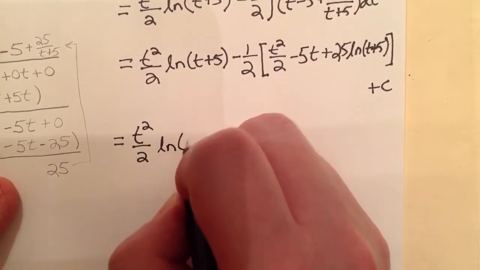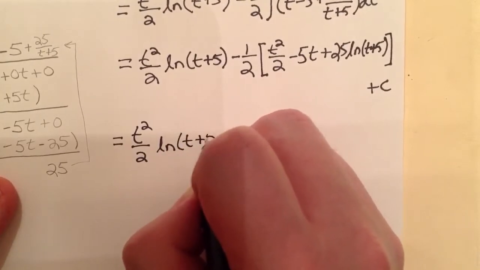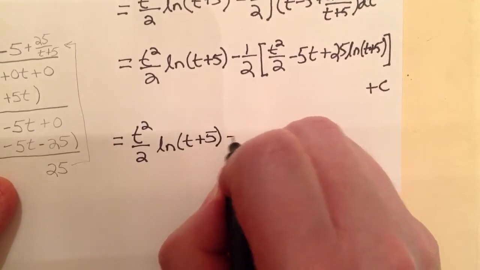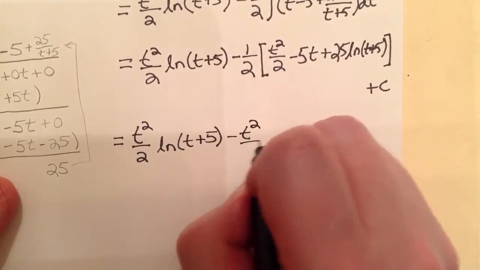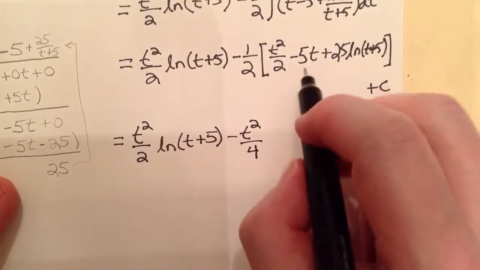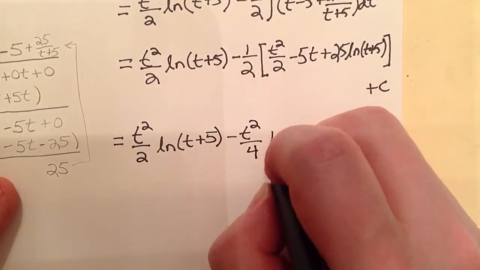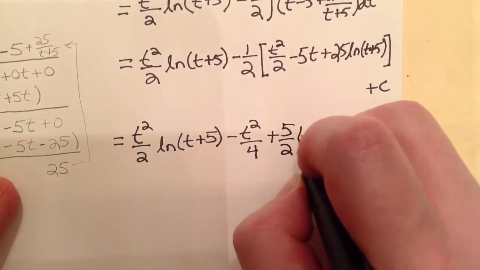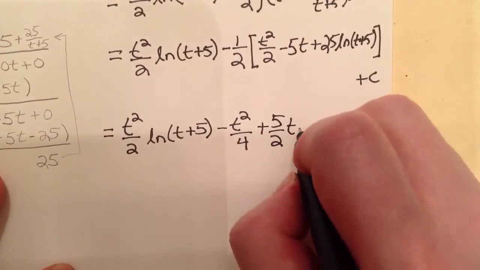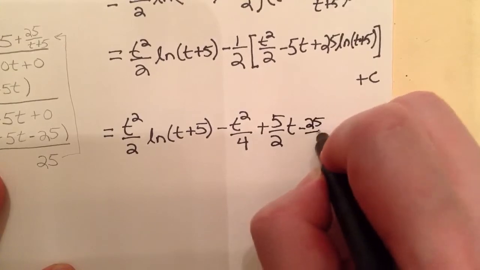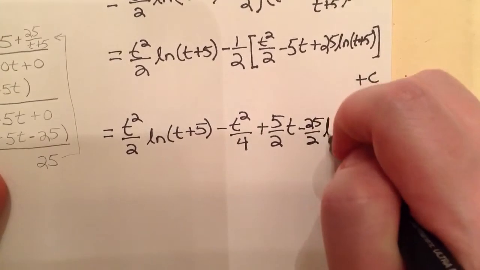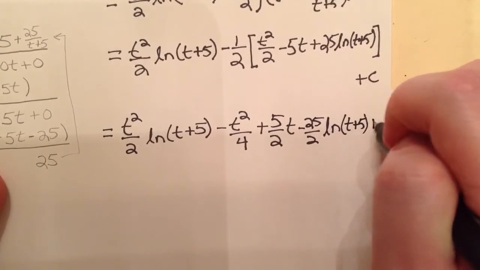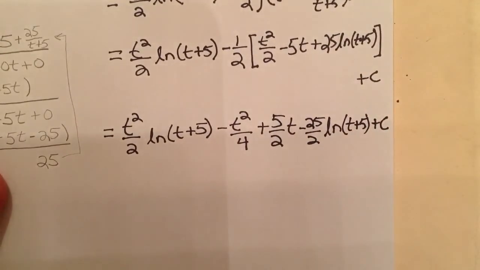And so for the final result, we have t squared over 2 times natural logarithm of t plus 5. Okay, then we have minus t squared over 4. And then we have negative over negative is a positive, so we have plus 5/2 t. Okay, then we have minus 25/2 times natural logarithm of t plus 5 followed by the constants.